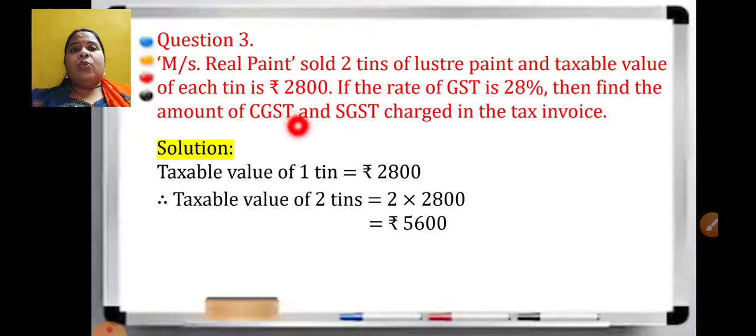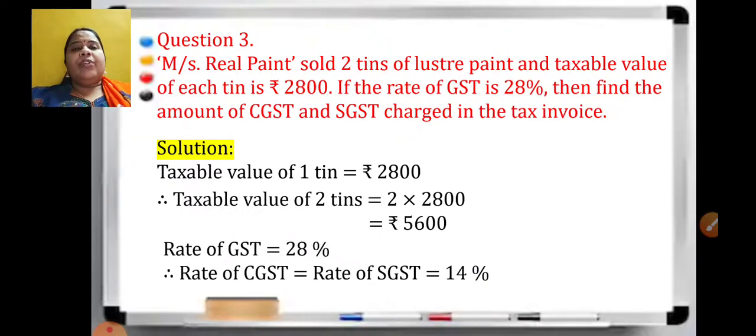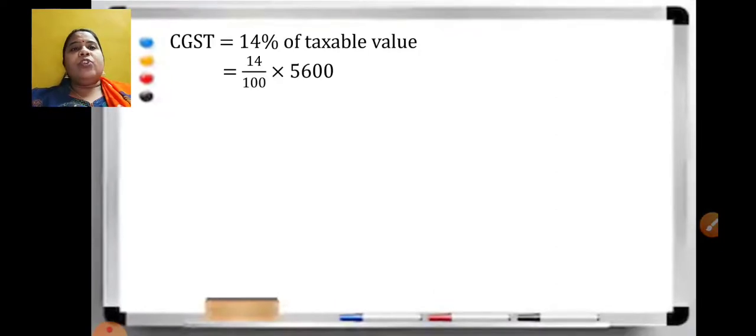Or else you want to calculate directly the amount of CGST, for that you need to get the rate. Rate will be half of it. So that we will do now. Rate of GST is 28%. Rate of CGST is equal to rate of SGST, and that is nothing but half of rate of GST. So 28 upon 2, that is 14%. I hope you are understanding. There are many ways. Again I am telling you, any mathematically correct way will be given marks in the exam. Okay, so I have calculated the rate of CGST, that is 14%. So amount will be what? 14% of taxable value. Taxable value is 5600.